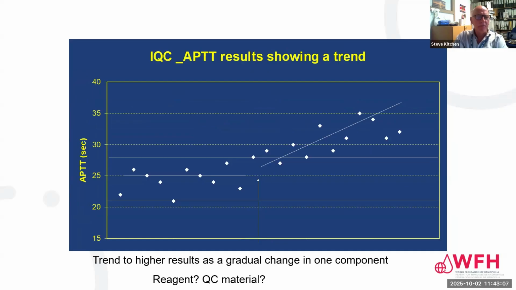Here's a different example. Again, a Levy-Jennings plot. Again, APTT. A scatter of points in the first part of the graph. And then where the up vertical arrow, we start to see results moving up and outside in a general trend. So this kind of trend to higher results indicates a gradual change in one of the components. It could still be the QC material. It could be one of the reagents. It could be in the analyzer, for example, the light source in the analyzer. These problems are infrequent these days because reagents and analyzers are particularly well manufactured, but nevertheless can occur. Next slide, please.